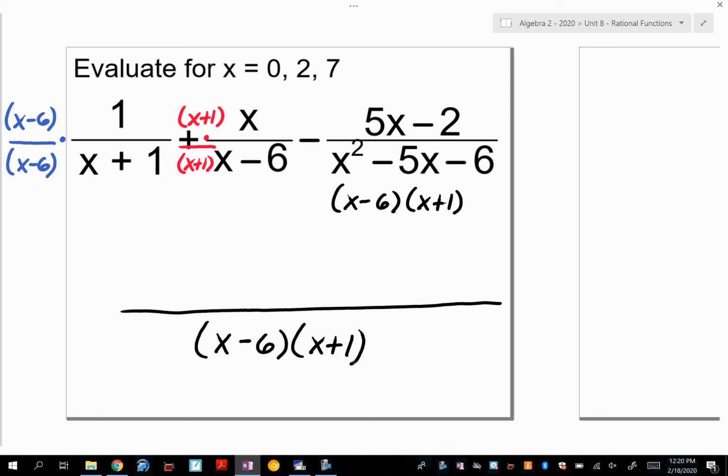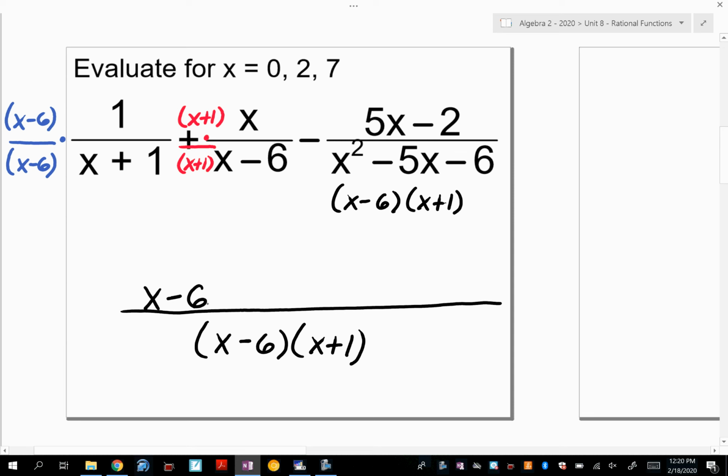Okay? Now, look at my first expression. It was just a number 1 in the numerator. But now that 1 needs to multiply by x minus 6. So what am I going to write here in the numerator? x minus 6. Very good, right? Because 1 times anything is itself.